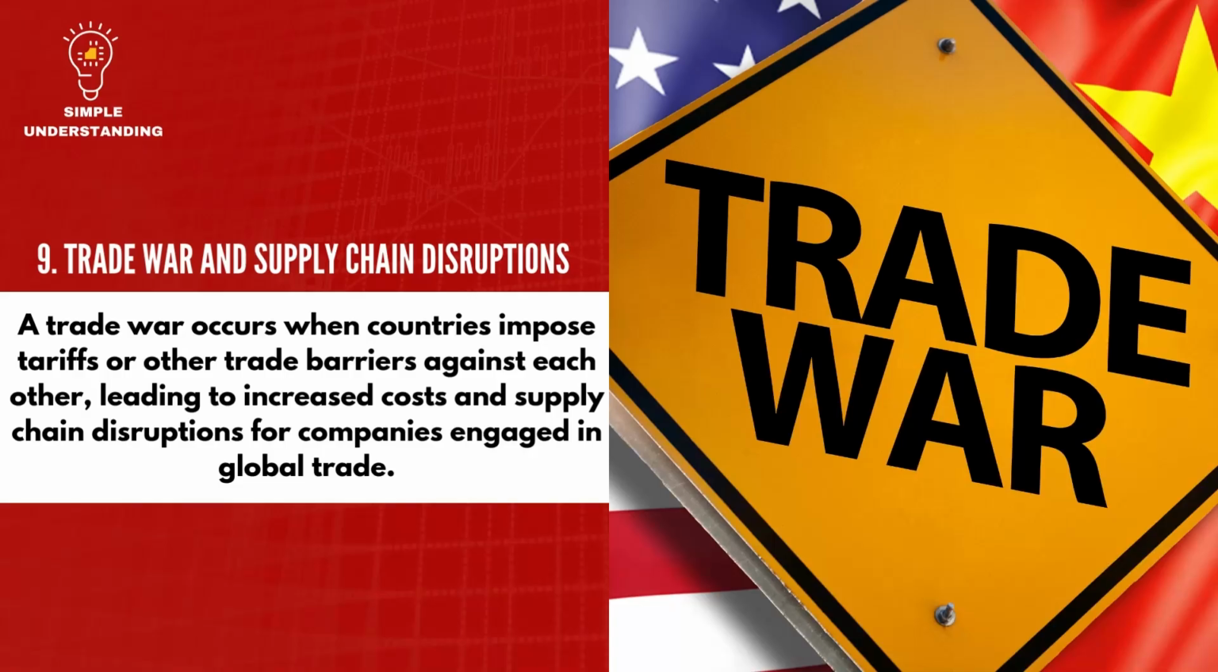9. Trade war and supply chain disruptions. Explanation. A trade war occurs when countries impose tariffs or other trade barriers against each other, leading to increased costs and supply chain disruptions for companies engaged in global trade.